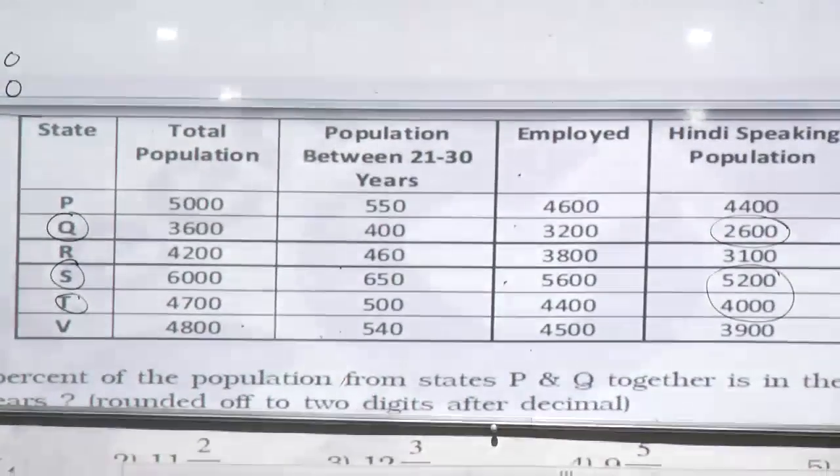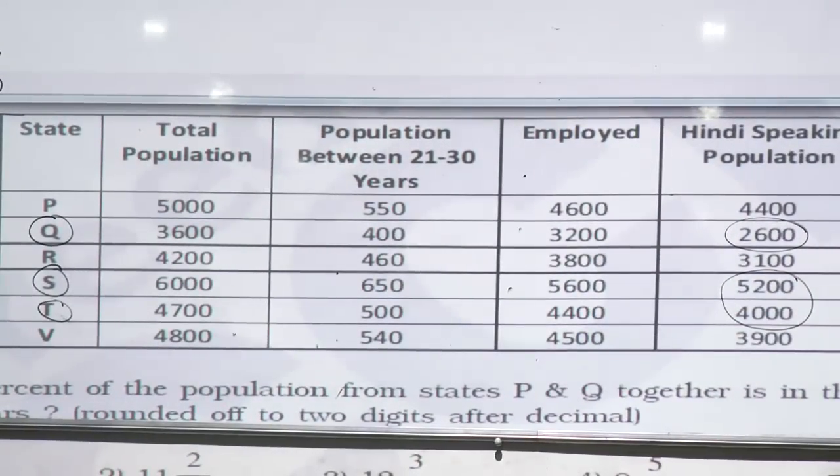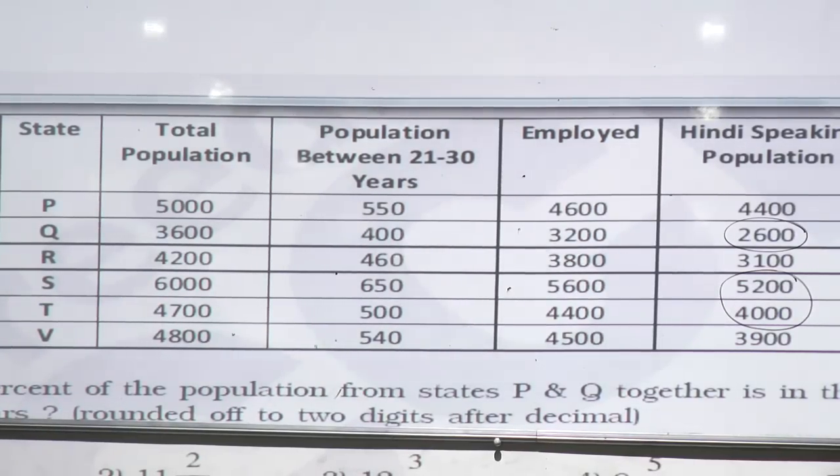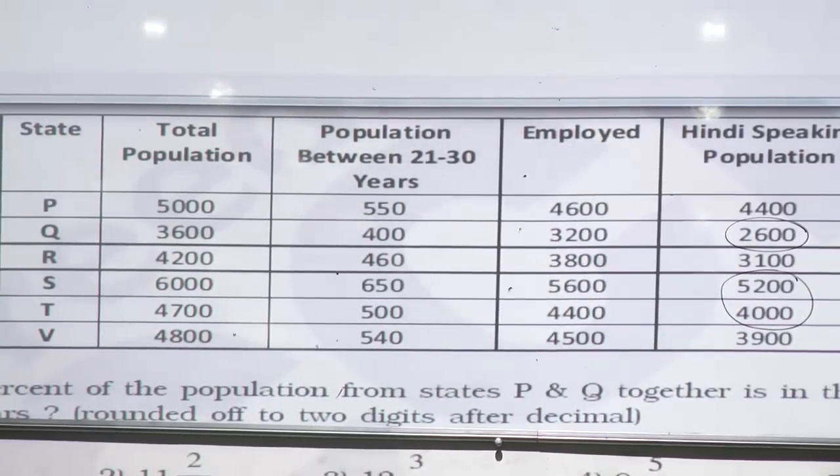Next. Out of the total employed population in all the given states, 40% are women and out of them 15% were married. How many employed women are not married? So how many women are there? 40%. Out of 40, 15% are married. How much is 15% of 40? 6. So 6% got married. Remaining 34%. So you need to calculate 34%.